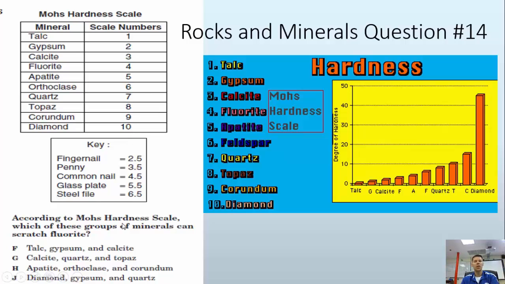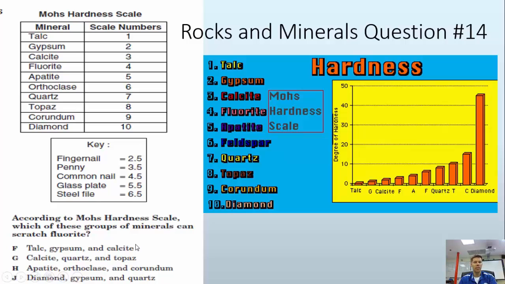So according to Mohs hardness scale, which of these groups of minerals can scratch fluorite? Well, remember fluorite is a 4. So fluorite would be able to scratch talc, gypsum, and calcite because they are a 1, 2, and a 3. But fluorite would not be able to scratch any of the other minerals: apatite, orthoclase, quartz, topaz, corundum, and diamonds. But all of these minerals I just mentioned, the 5 through 10 minerals, they would all be able to scratch fluorite because it's got a lesser number on the hardness scale.